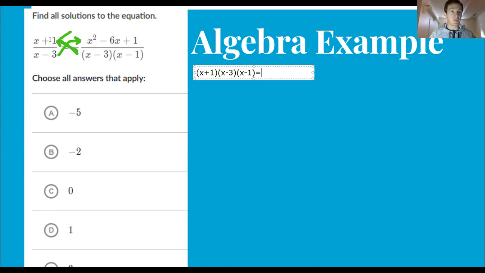And I don't want to forget about this negative, so I'm going to make that a negative 1. And I'm going to do this. x minus, dump the parentheses out, x squared minus 6x plus 1, and then x minus 3. Oops. I'm going to blow this out a little bit so we can get all that in there. Okay, that's pretty good. I want to tweak this a little bit.